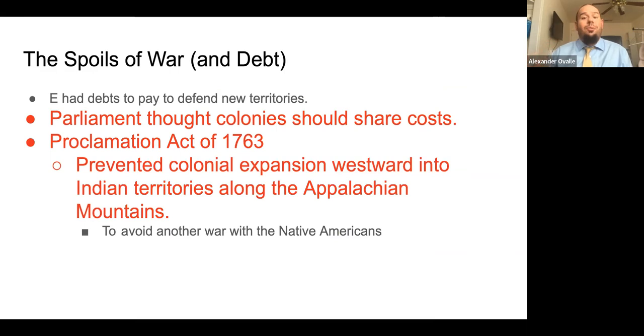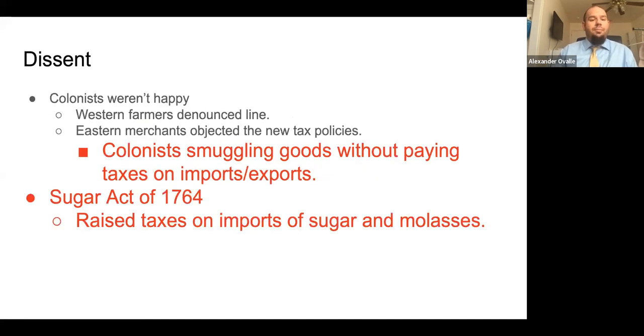Now we're getting into the spoils of war and debt. England had a lot of debts to pay to defend their new territories. They literally fought two different wars on two different continents. Wars cost money. Parliament thought the colonies should share in these costs. So you have the Proclamation of 1763, in order to prevent further native unrest with the colonists. The Proclamation Line of 1763 prevents colonial expansion westward into Indian territories along the Appalachian Mountains, again to avoid war with Native American groups.